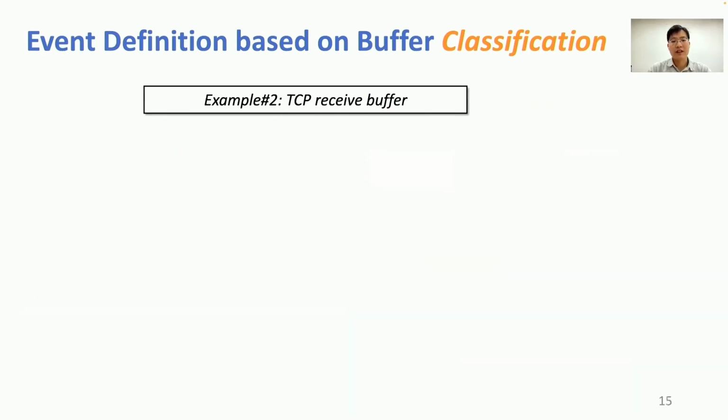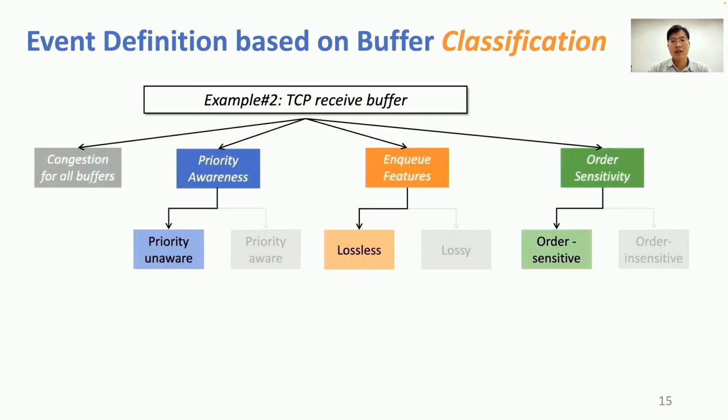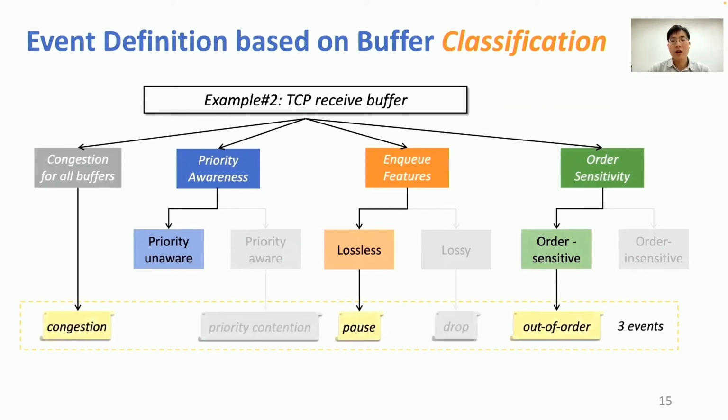Second example is TCP receive buffer. It is priority unaware, lossless, and order sensitive. So it may encounter post, out of order, and congestion events.